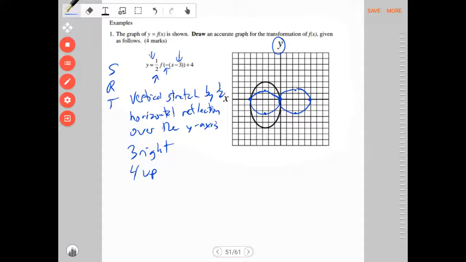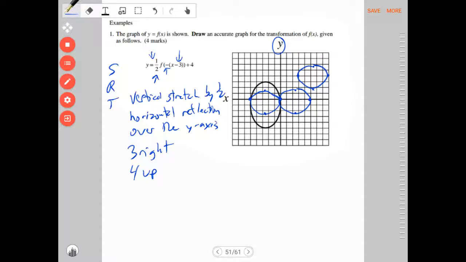So this guy here is going to go 3 right and 4 up. So 1, 2, 3, 4, 1, 2, 3, that way. So that's going right there. This point here, same kind of thing. 1, 2, 3, 4, 1, 2, 3. This guy, the same. And then the last point, the same. Okay, and then our new function looks like that.